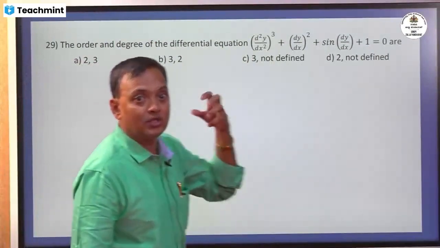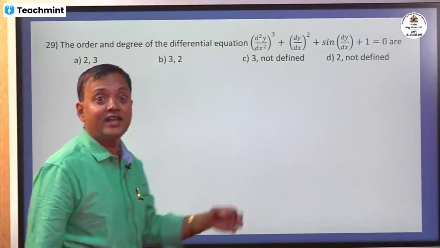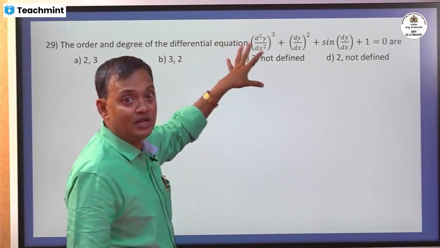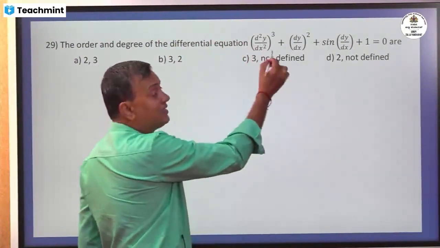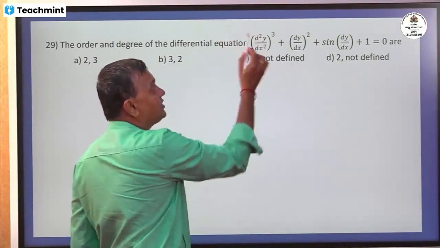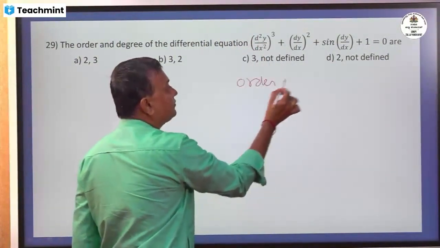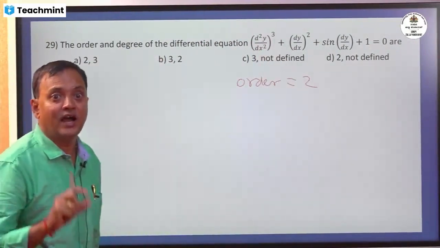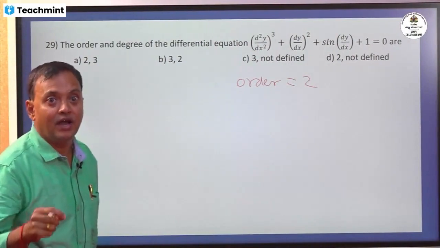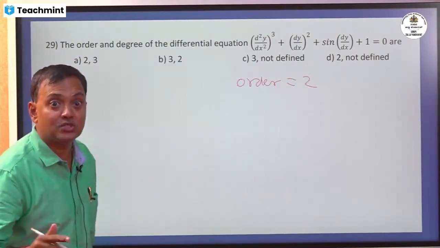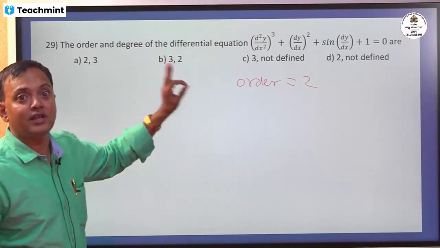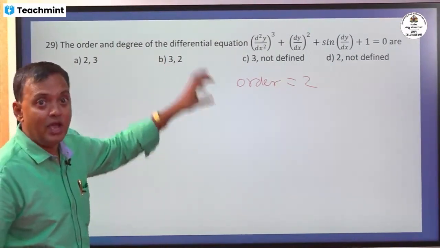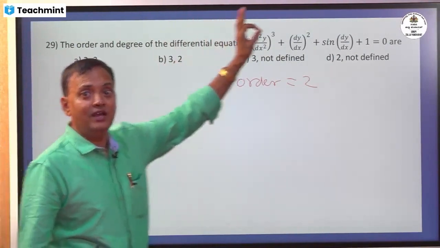ಆರ್ಡರ್ ಅಂದ್ರೆ ಏನು? The order of the differential equation is the highest order derivative occurring in the differential equation. Here highest order is d square, so order is 2. What is the degree? Degree of the differential equation is the highest power of the highest order derivative occurring in the equation. But one condition is that the differential equation is a polynomial equation in its derivatives.